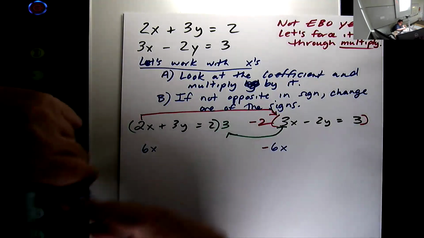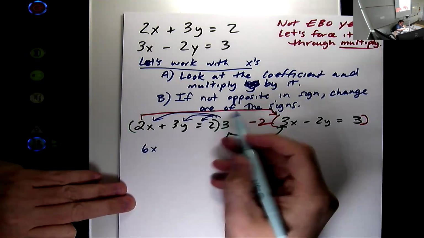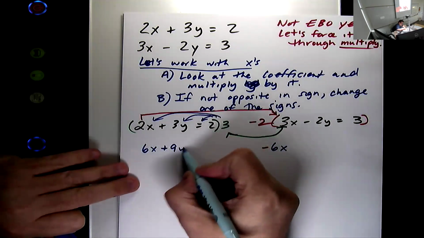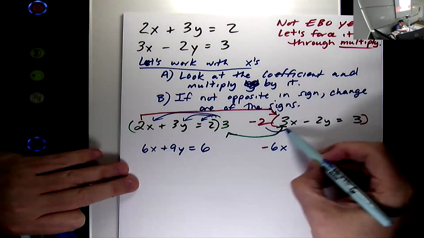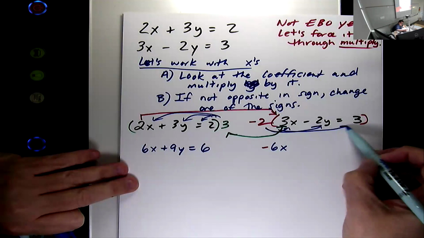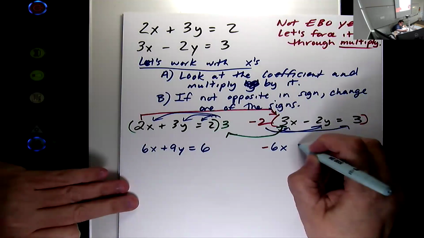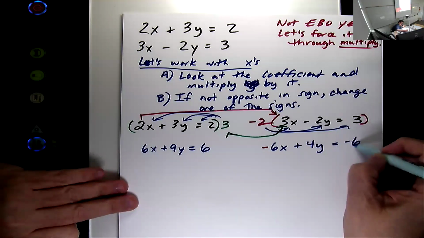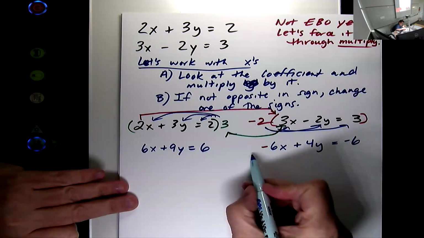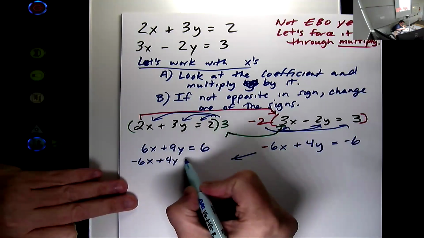We go through and finish distributing that 3 to all of them. So 6x plus 9y equals 6. And now I'll do the same thing here with the negative 2. Negative 2 times 3x is negative 6x. Negative 2 times negative 2y is 4y. And negative 2 times 3 is negative 6. And I'm going to write this underneath so that they're lined up.